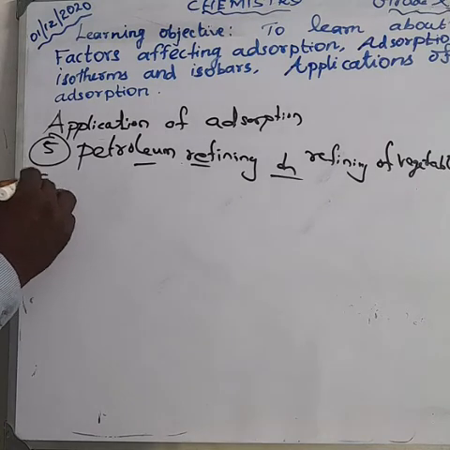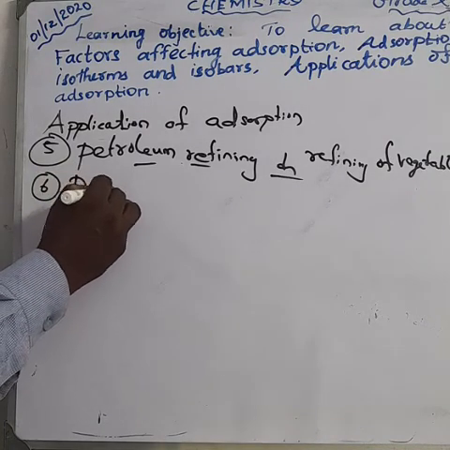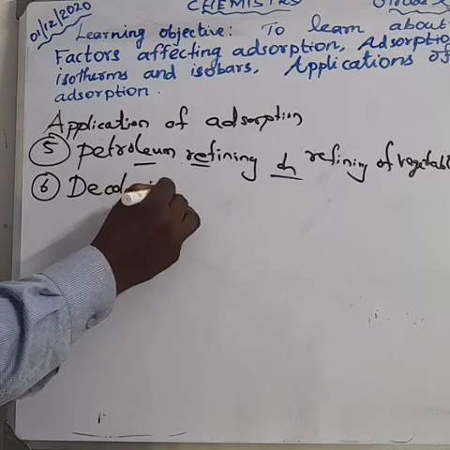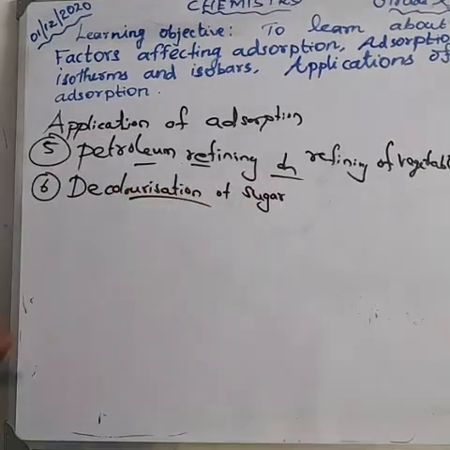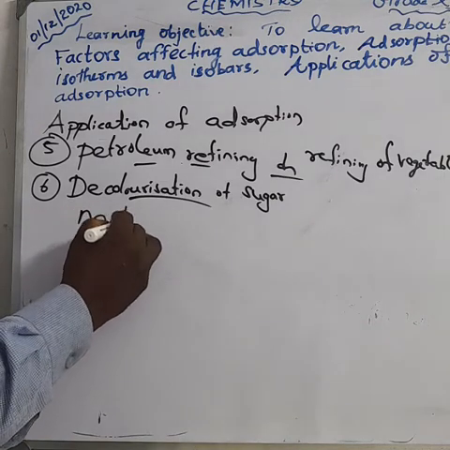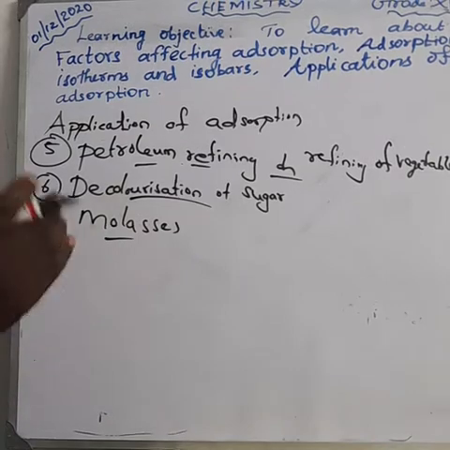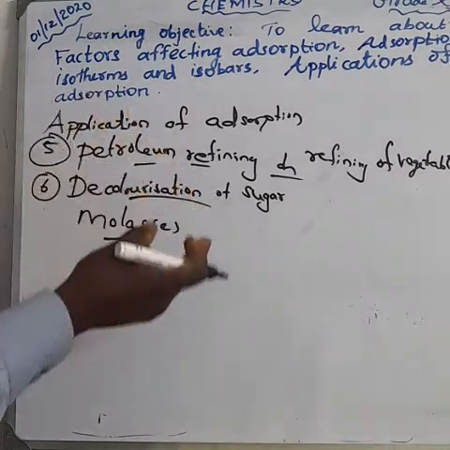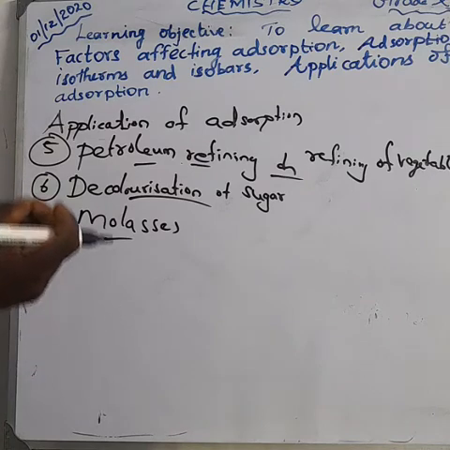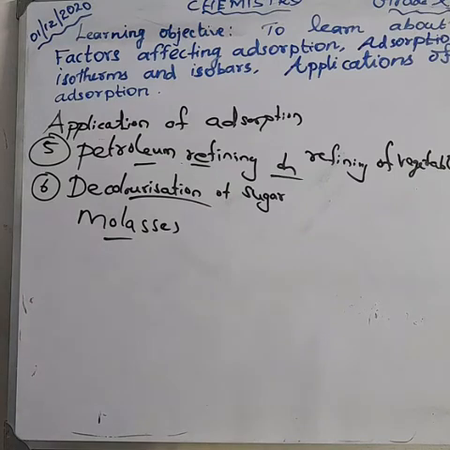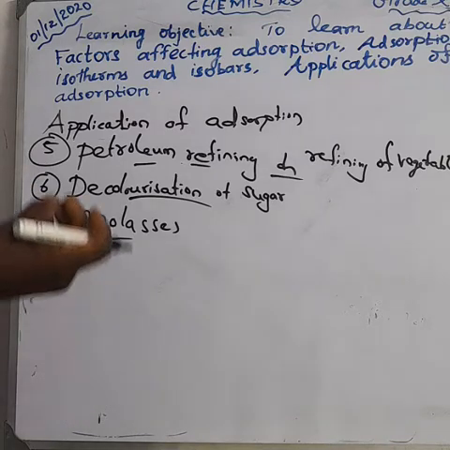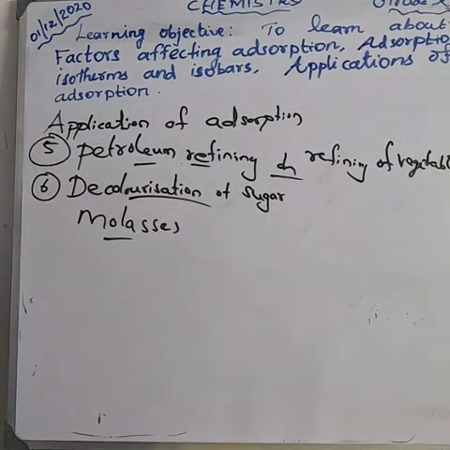The next one, the sixth one, is decolorization of sugar. All of you know that one. Sugar is prepared from where? Molasses. Am I right? Molasses. Here, the molasses is decolorized to remove the brown colored impurities by adding animal charcoal. The animal charcoal acts as the decolorizing material.